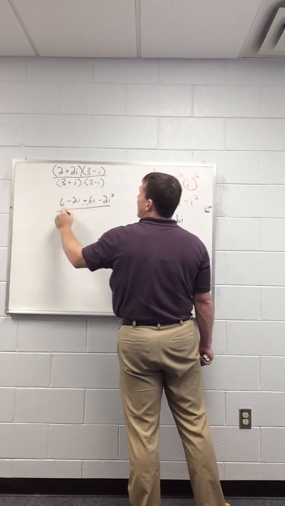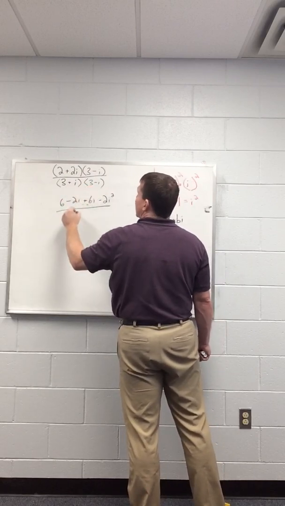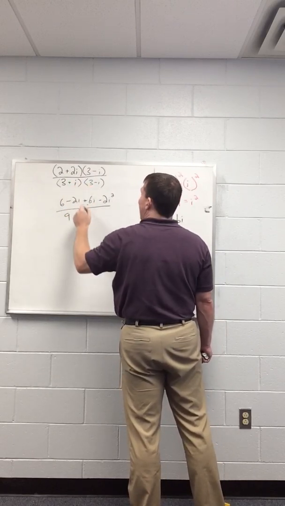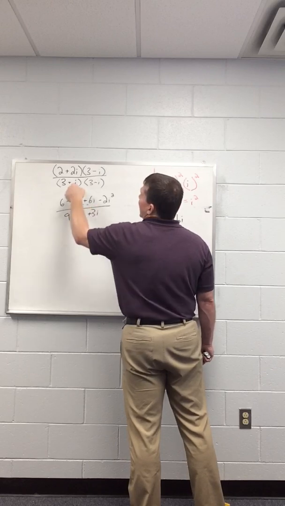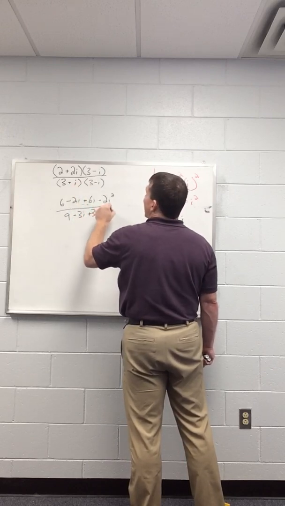On the bottom, 3 times 3 is 9. 3 times negative i is negative 3i. i times 3 is positive 3i. i times negative i is negative i squared.